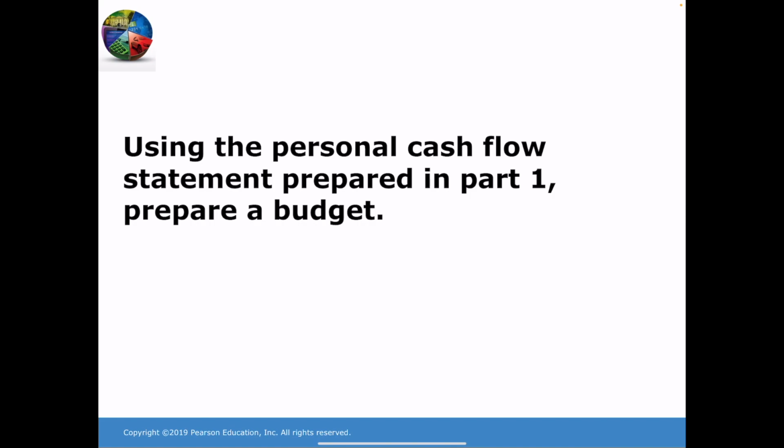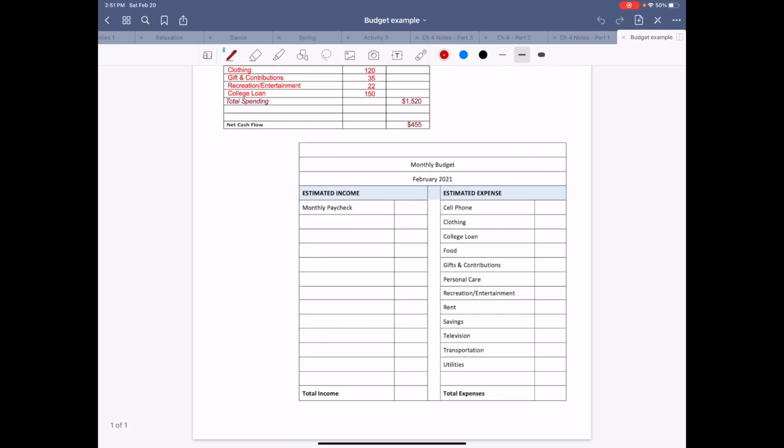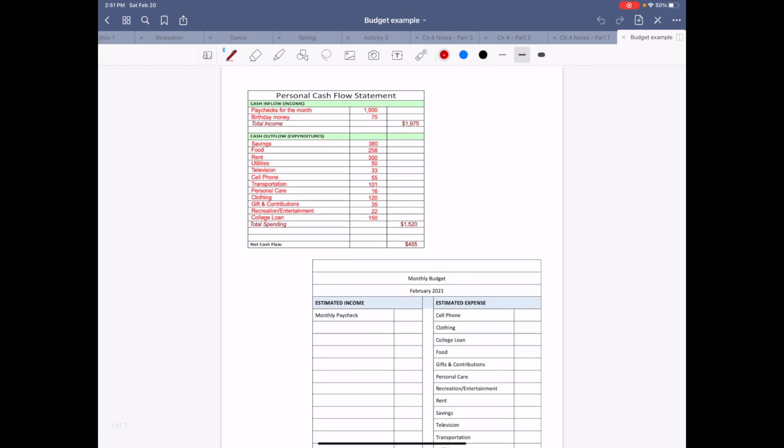So we're going to take the personal cash flow statement that we prepared in part 1, and we are going to prepare a budget. So I'm going to flip to, you can flip that last page of your sheet, which looks like this right here. We are going to take this personal cash flow statement up here, and we are going to turn it into a budget. This is just a personal cash flow statement that we did for one month, but we could actually have a couple of these next to each other, and go through our budget.